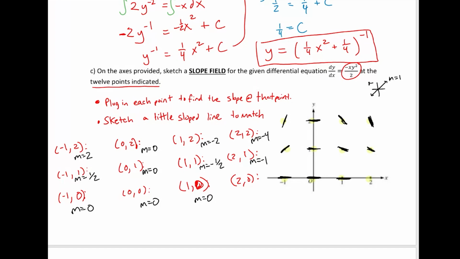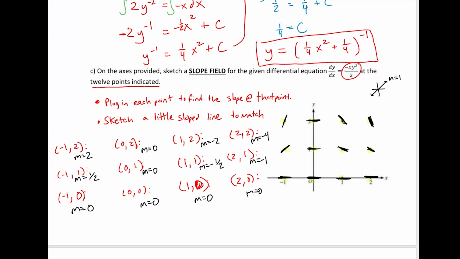-1, by the way, is that other 45-degree angle mark there, or 135 if you want to talk about it in standard form. So at 2, 0, we've got -2. That's just going to be times 0, so that's going to be a slope of 0. And that's what a slope field is.